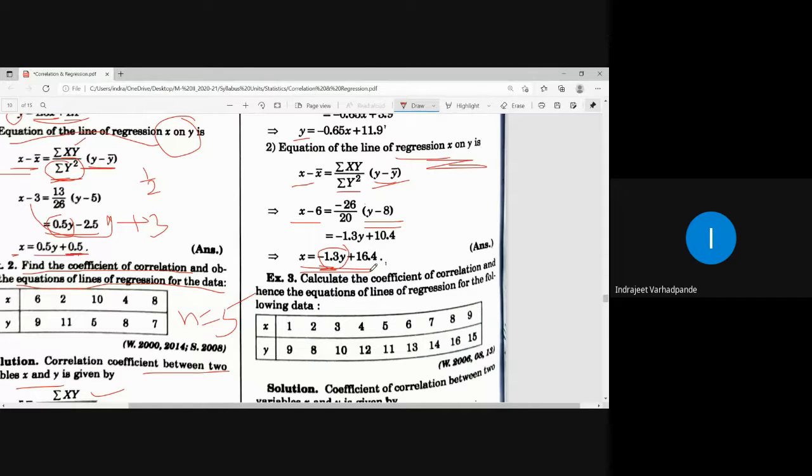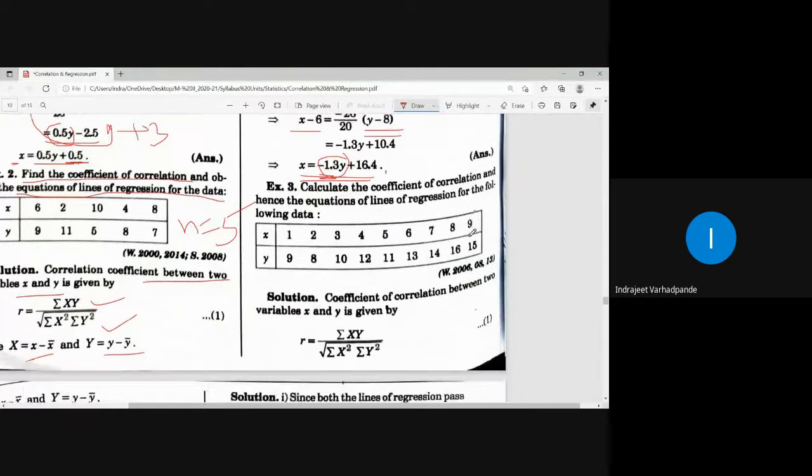So from the calculator, it becomes very easy to find out the values from the given set of data available with us. The another example in which we have to calculate the correlation coefficient and hence equation of lines of regression. Here number of observations are a bit large. 1, 2, 3, 4, 5, 6, 7, 8, 9. So value for n is equal to 9. Total number of observations are 9.